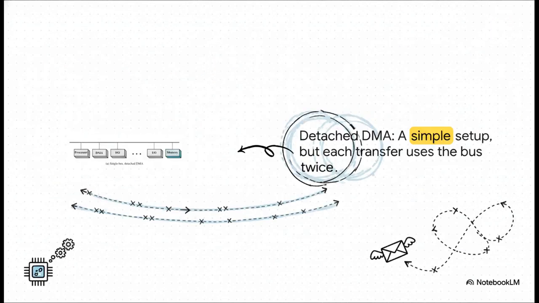Now, it gets even more interesting because even DMA has a few different ways it can be set up. The first and simplest way is to have a separate DMA controller sitting on the main system bus. It gets the job done, sure, but it's a little clunky. Why? Because the data has to travel on that busy system bus twice for every transfer. It creates a lot of extra traffic, kind of like a package having to go back to the main sorting facility before it can go out for delivery.